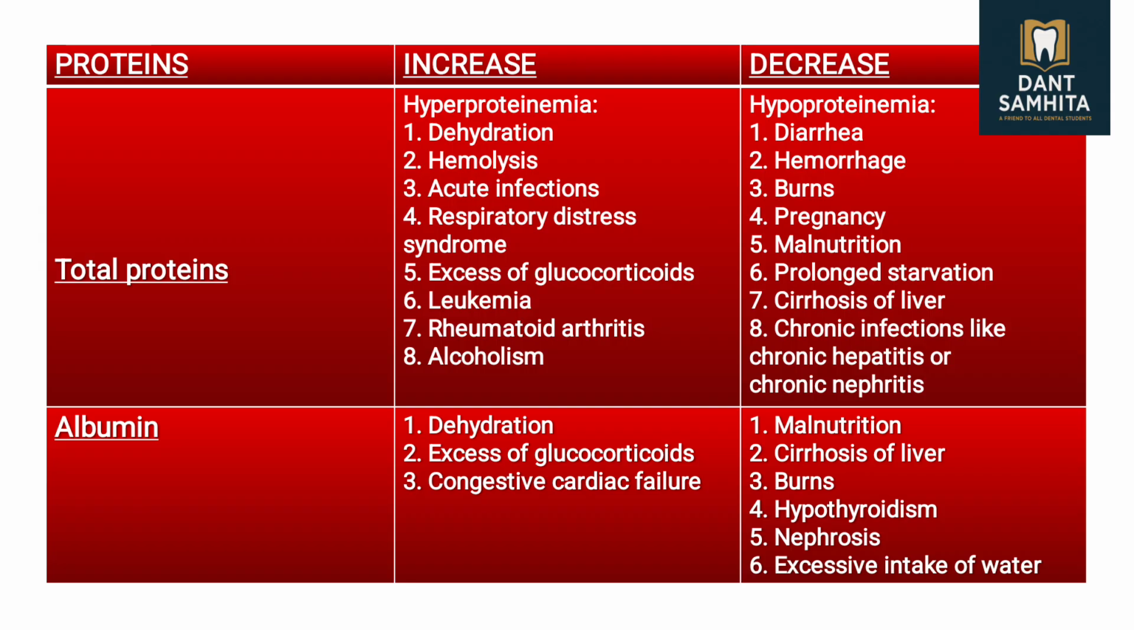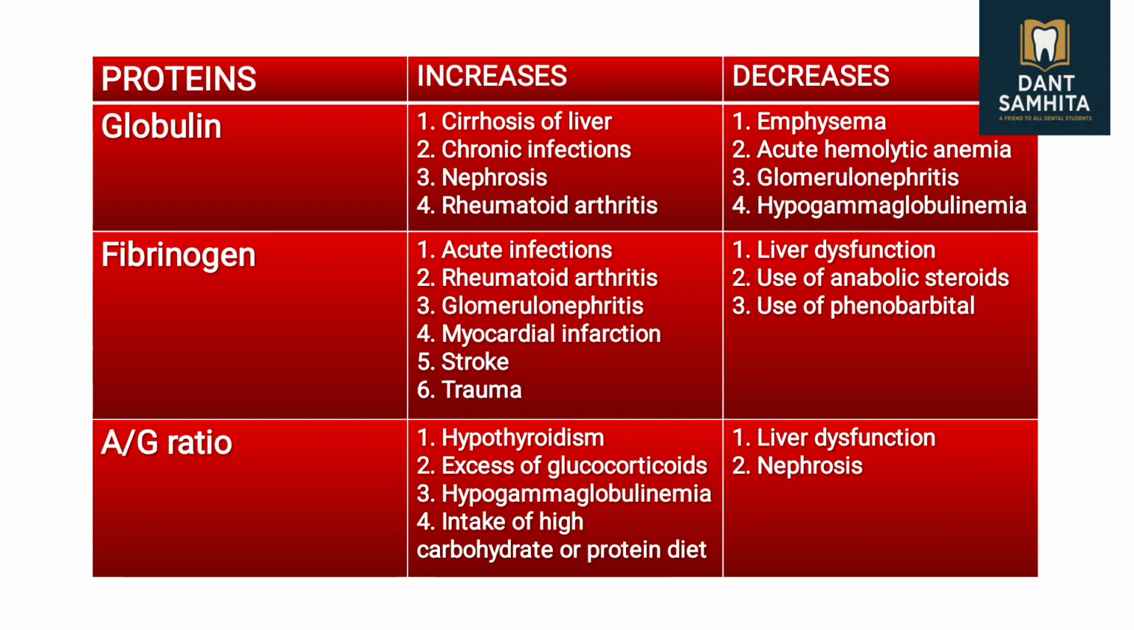When will it decrease? In case of malnutrition, cirrhosis of liver, burns, hypothyroidism, nephrosis, and excessive intake of water. When does globulin increase? In case of cirrhosis of liver, chronic infections, nephrosis, and rheumatoid arthritis. It decreases in case of emphysema, acute hemolytic anemia, glomerulonephritis, and hypoglobulinemia.